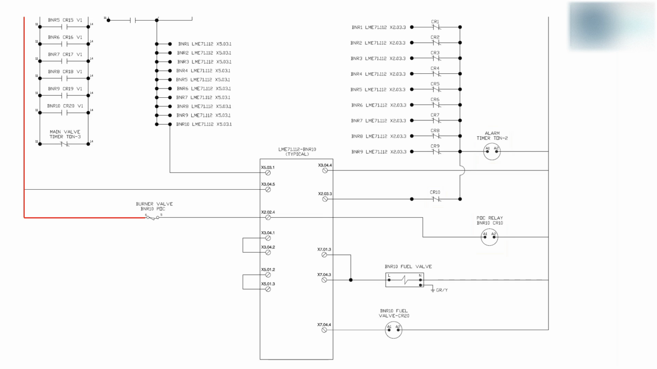When the valve is shut and the proof of closure is working properly, CR10 contacts open, which prevent the alarm output on the LME7 from energizing the alarm timer relay. If the proof of closure is not working properly, the alarm timer relay is energized and the purge permissive string will be lost, shutting down the system. We repeat this logic through CR1 to CR10 in this 10 burner example.